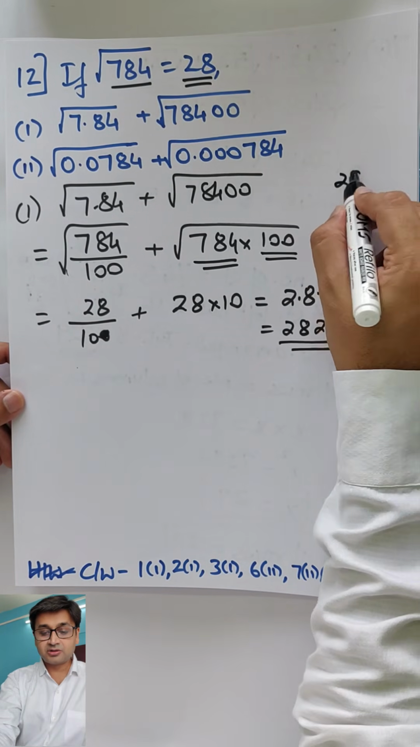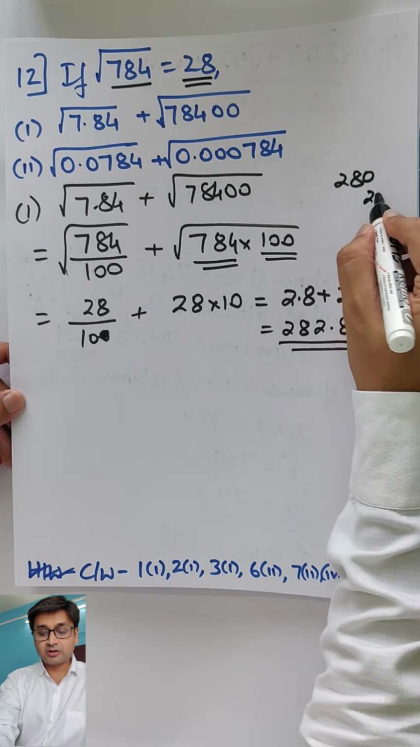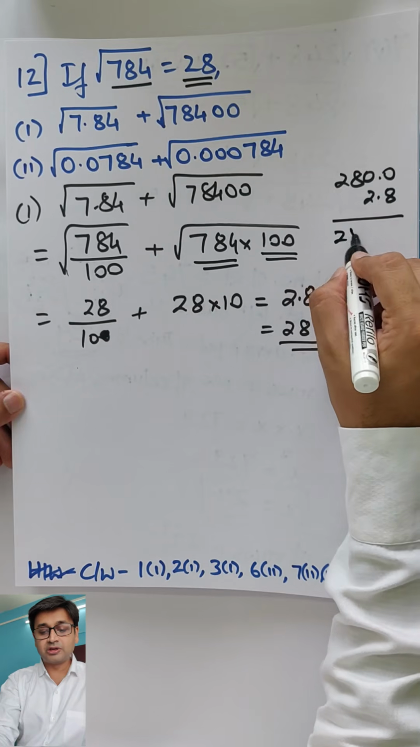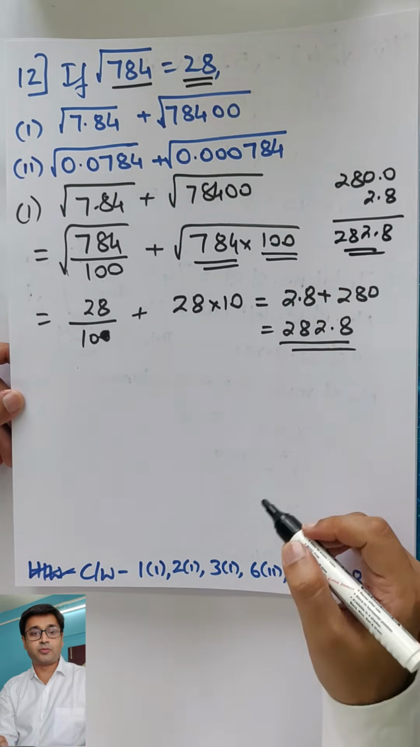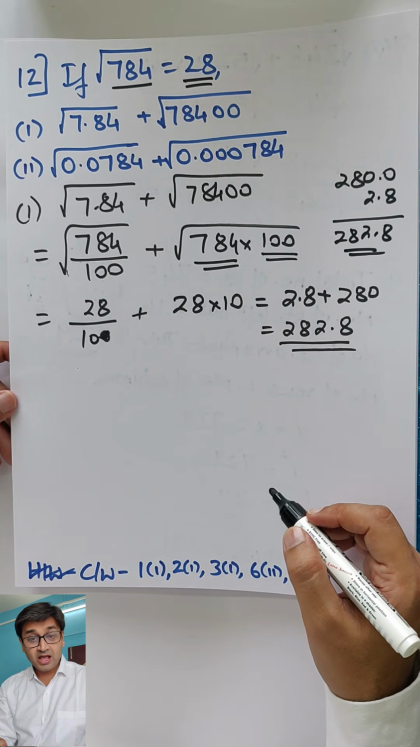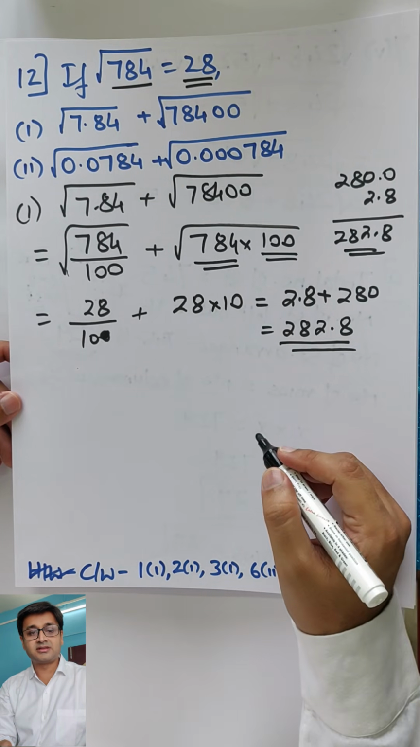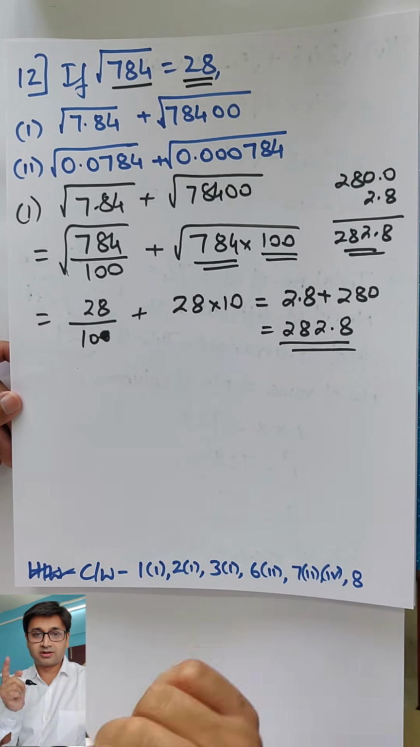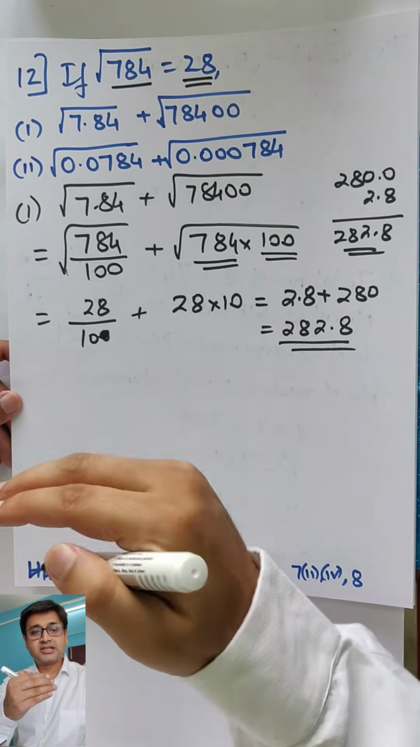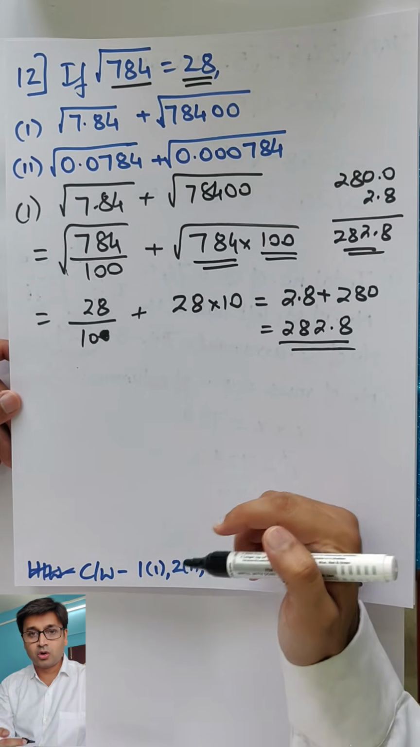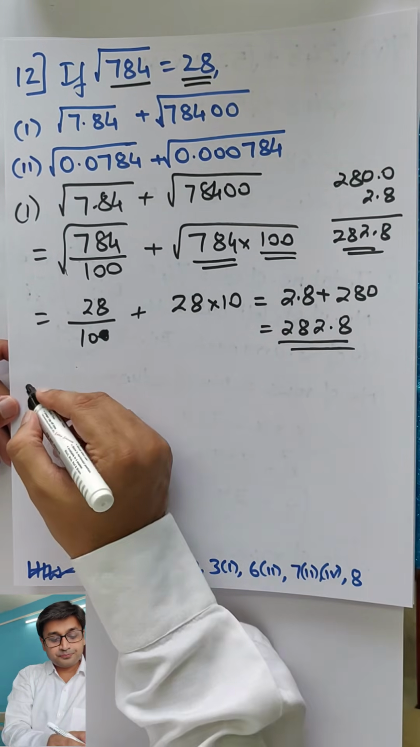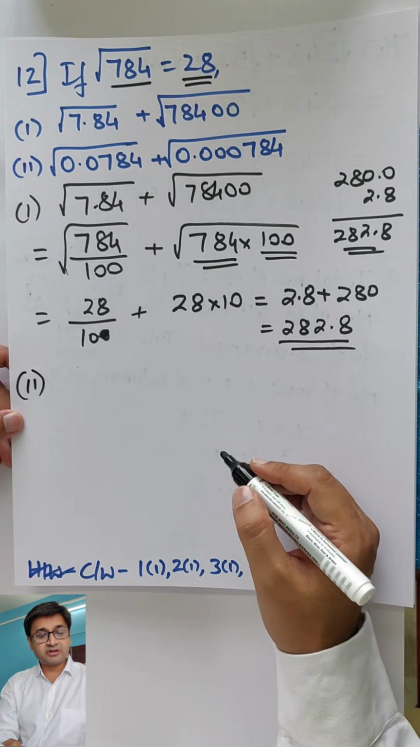Did you manage it? If you can't add this, you say it this way: 280 and 2.8. Here write 0.0. So you can easily add it now. 282.8. Did you get it? Am I going fast? If I am going fast, you need to increase your pace. You need to pause the video, try on your own and then come back. Gradually you will build, because now we need to go with a lovely rapport. So let's get to the second one.